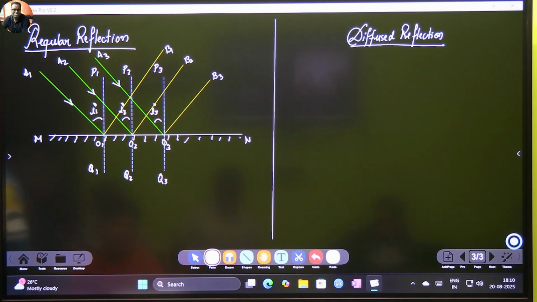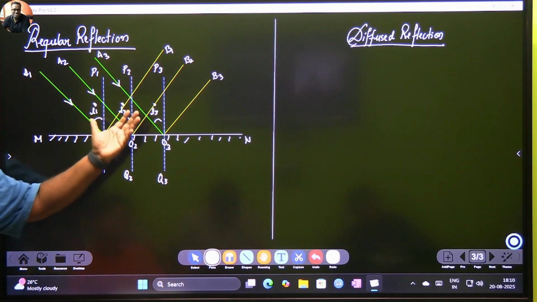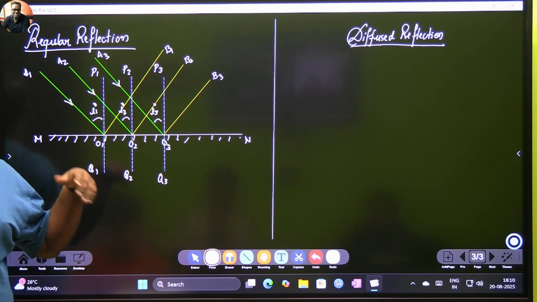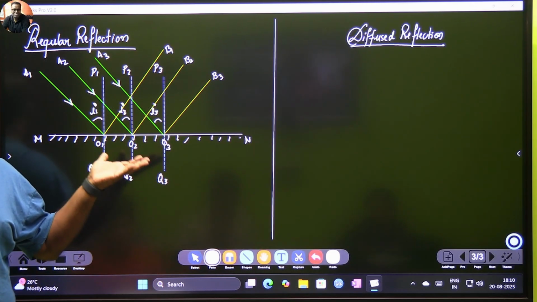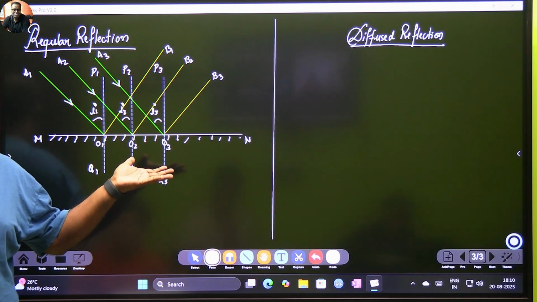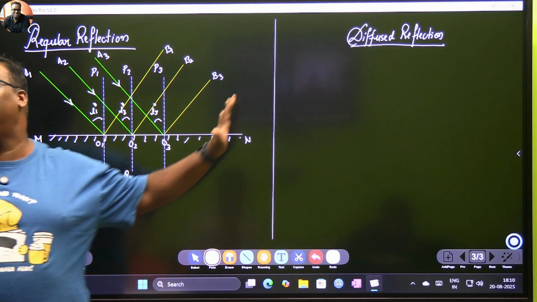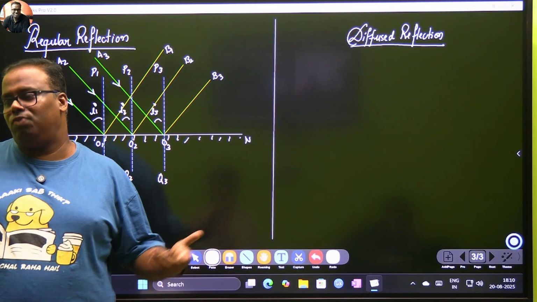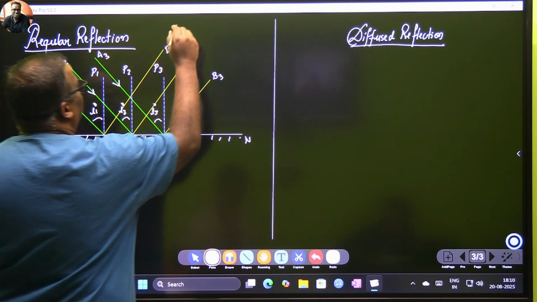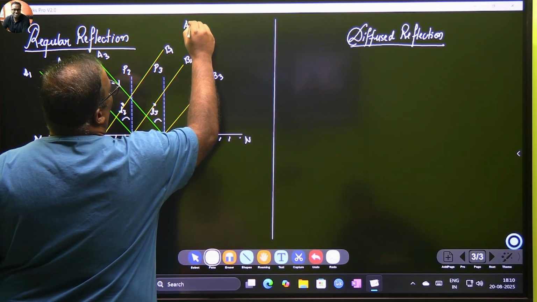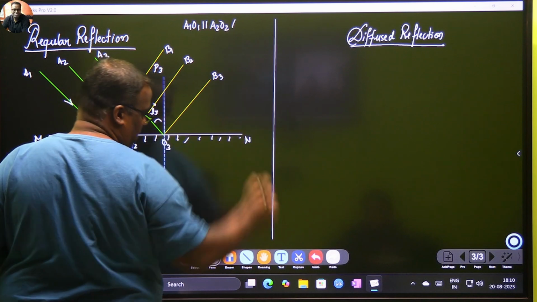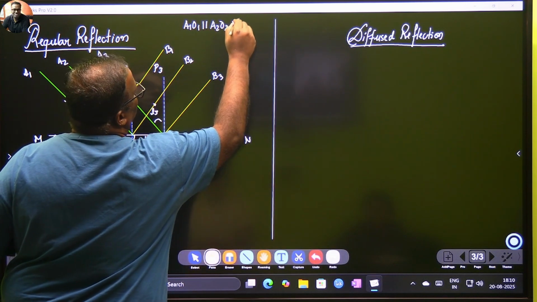So we write, this is regular reflection. So how do you now put it in English? If a parallel beam of rays upon being incident on a reflective surface is reflected parallelly, then that reflection is known as regular reflection. Okay, so in this case, what will happen is that A1O1 is parallel to A2O2, and this is further parallel to A3O3.